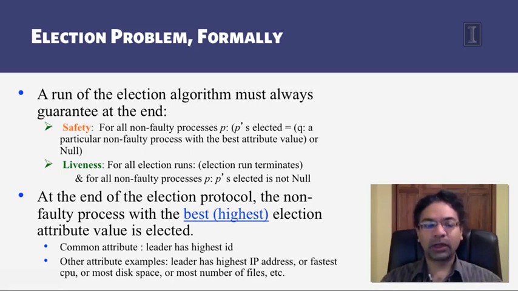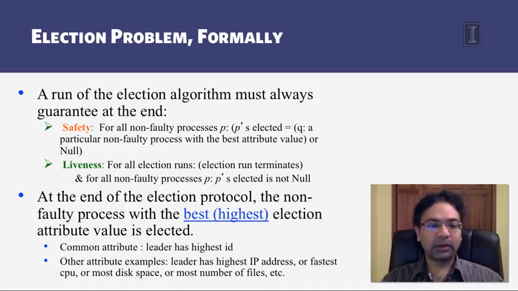say the IP address is the attribute. Right? We want to elect that process as the leader that has the best attribute value, say the highest IP address. So safety says that P's elected variable must point to that non-faulty process in the group that has the best attribute value, or P's elected variable points to null. In other words, P never makes a mistake and points its elected variable to a leader, a process that must not be leader according to the best attribute.